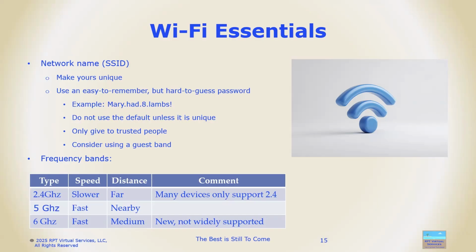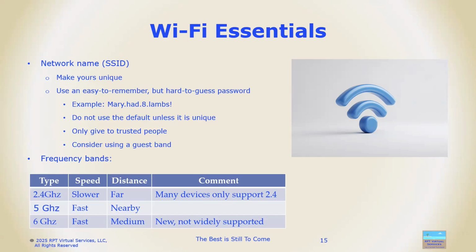And especially on older routers, don't use the default unless it's unique. Everybody knows the default passwords for routers, and people will actually drive around with snoopers in their car and look for networks that do not have a password, and then they can monitor it and use that to access the internet. And once you've established your personal network, only give it to trusted people.